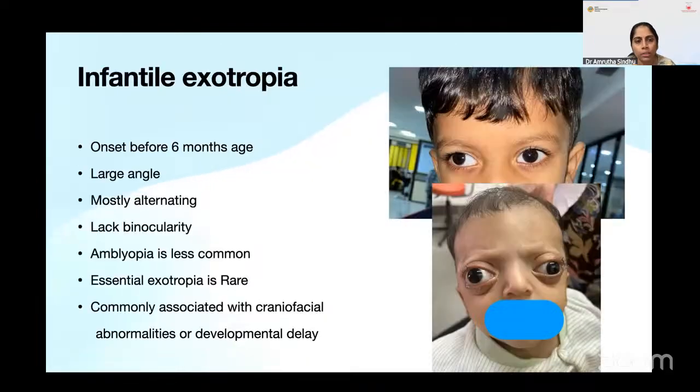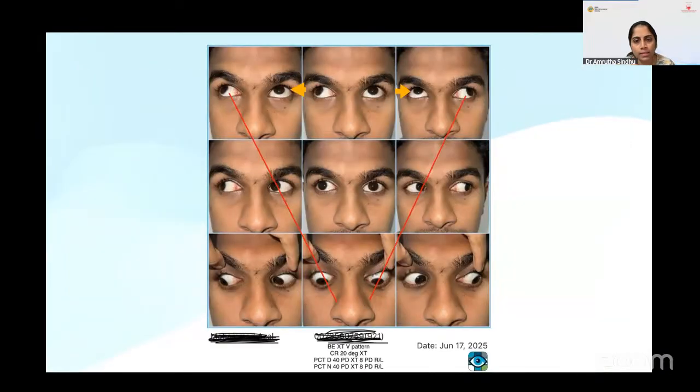So all these essential infantile exotropias and these conditions have some associated features which you would have already learned in esotropia as well. That is the V pattern or an A pattern. These are the pattern strabismus, as well as the other associations are dissociated vertical deviation and inferior oblique overaction. I have tried to explain this with the help of a picture here.